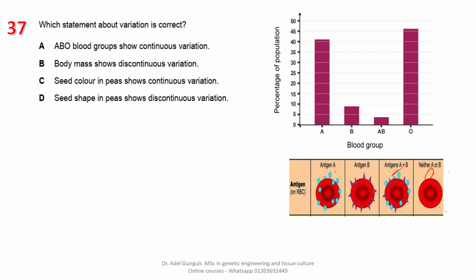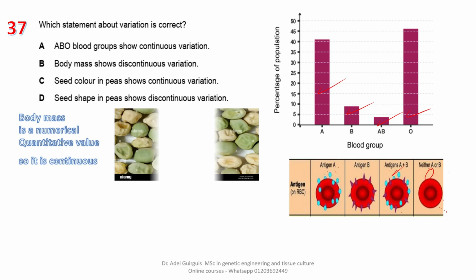All populations of all countries throughout the world lie in these four columns. First column, second column, third column, fourth column. Body mass shows discontinuous variation? It is wrong. Body mass is a numerical, quantitative value, while blood group is a qualitative value, not numerical. So body mass is continuous as it is numerical.